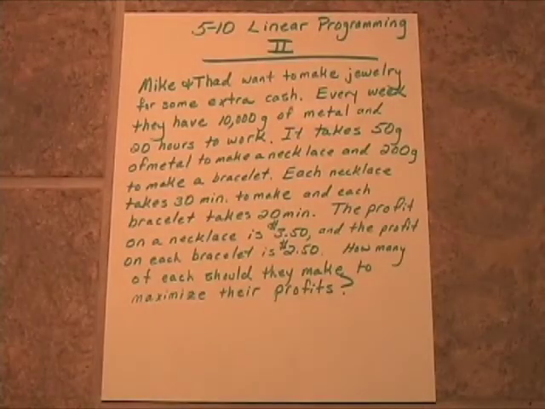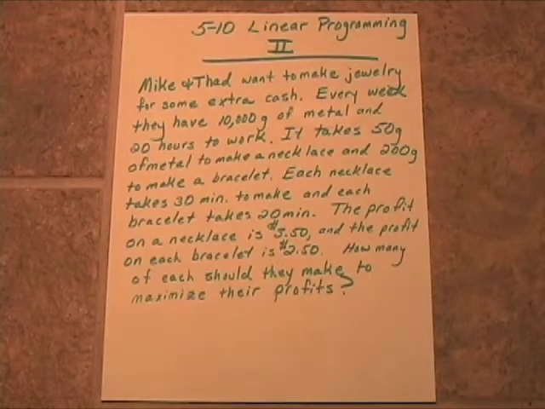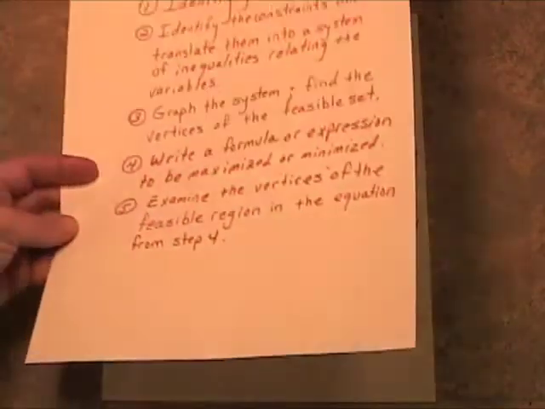Now, these guys are smart cookies. They know that if they can set up a system and do a little linear programming on it, they'll be able to figure out the most efficient combination of bracelets and necklaces to maximize their profits. Now in order to do this, they're going to have to follow 5 steps.